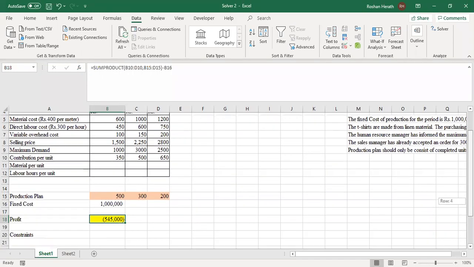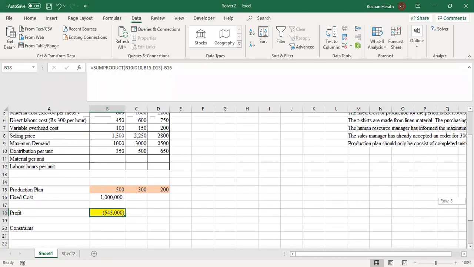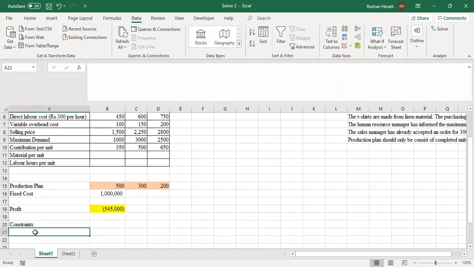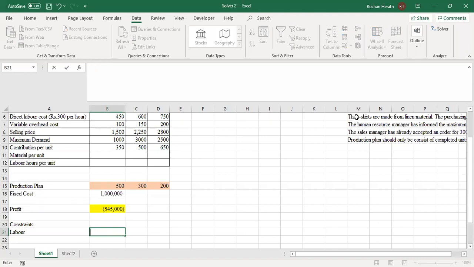Now let's consider the constraints that we have. In the question we saw that the first constraint is the t-shirts are made from linen material. The purchase manager advised you that because of the shortage in supply, material supply is limited to 12,000 meters per annum. Right. Now you can see there's one constraint that is about the labor. If you consider the availability of labor, it shows that the availability is 12,000 per annum. So I might just take that it is availability.